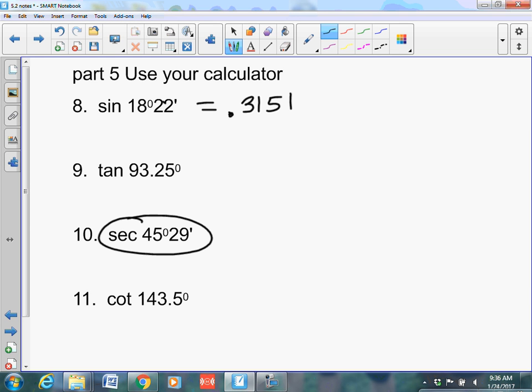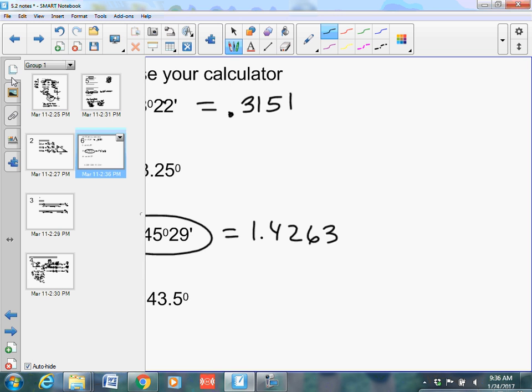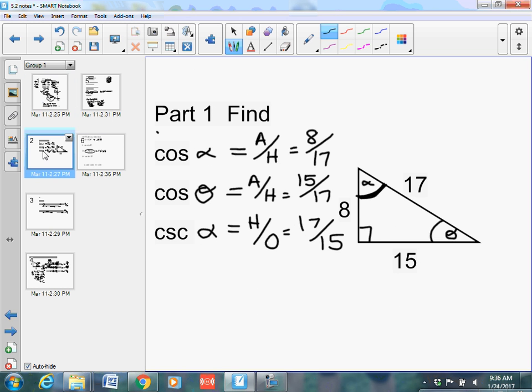Cosine of 45 degrees, 29 minutes is something. That's not the answer. The answer is 1.4263. Correct? We hope. Any questions on the last part using a calc? I don't think we need to do those other two, do we? You guys know how to use these new buttons on your calc.